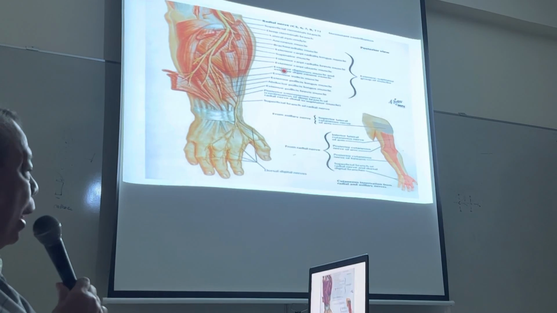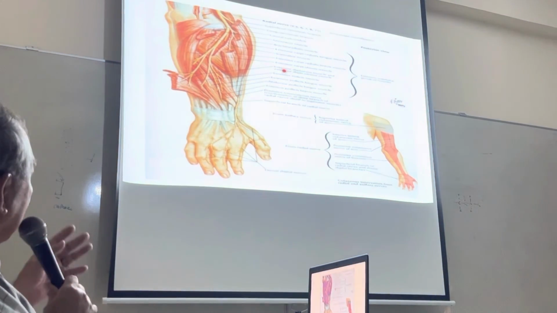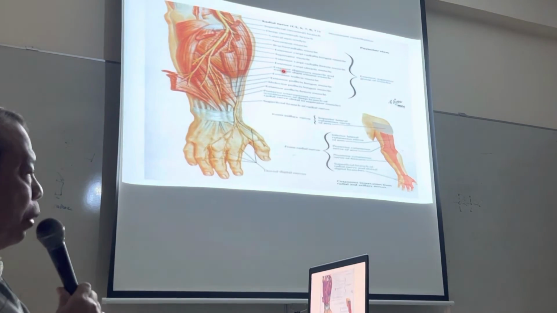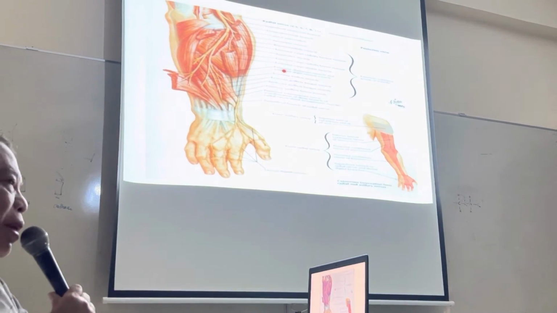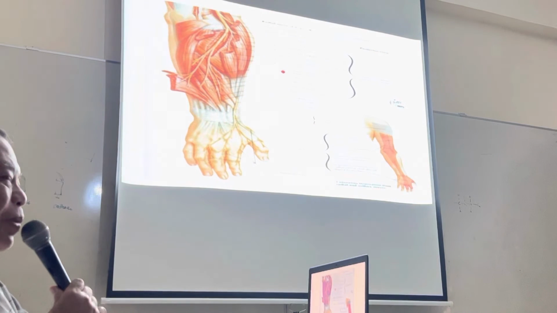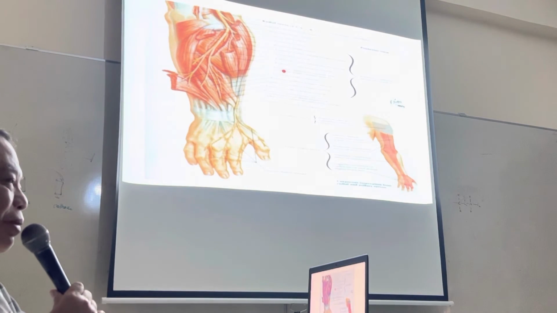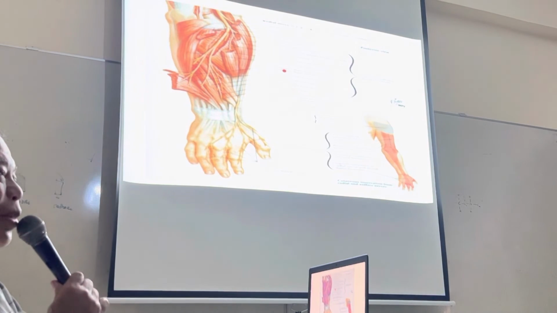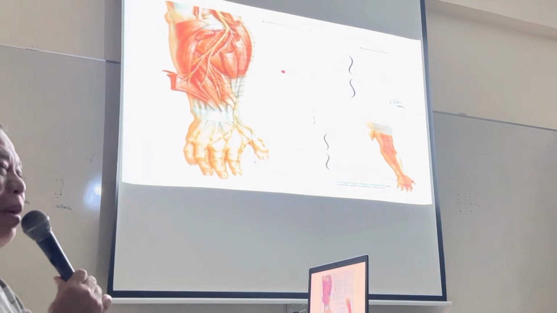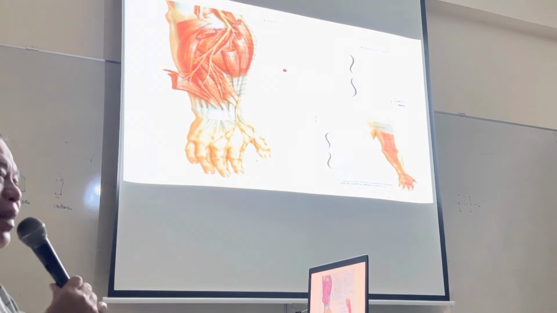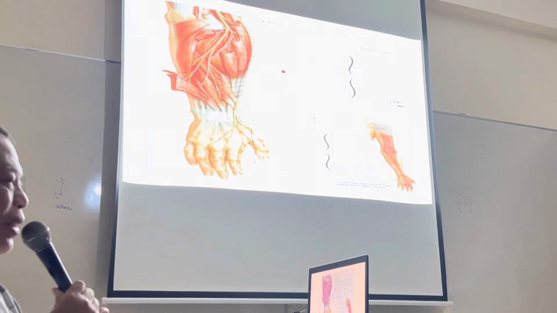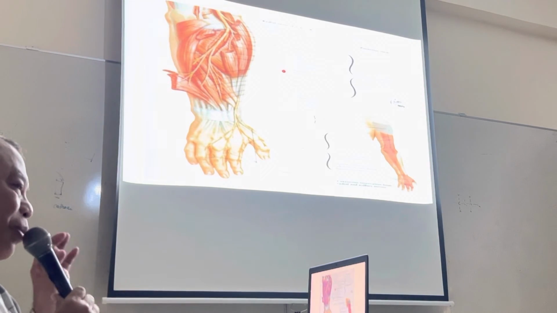So the deep branch will supply all the muscles of the lateral and posterior compartment supplied by the radial nerve. The superficial branch, what muscle will be supplied? It will not supply any muscle. It is a cutaneous nerve, di ba? I mentioned it's cutaneous. Pag cutaneous gani, it will not supply a muscle. It will supply the skin. So the superficial branch of the radial nerve is a cutaneous nerve. Meaning to say, it will supply skin.